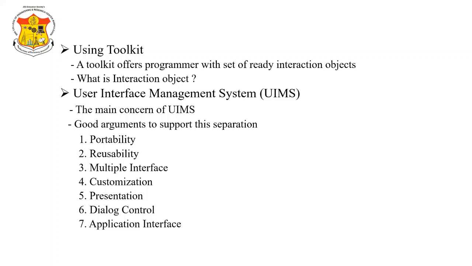A toolkit offers a programmer a set of ready-made interaction objects, alternatively called interaction techniques or gadgets, which they can use to create their application programs. The interaction objects have a predefined behavior that comes for free without any additional effort. Toolkits exist for all windowing environments.